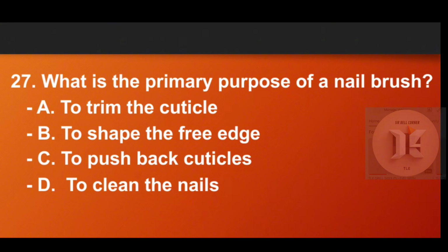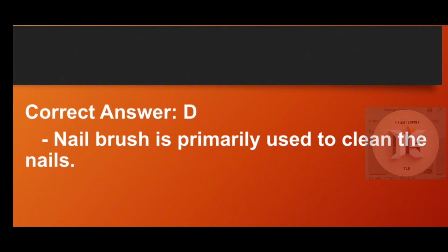27. What is the primary purpose of a nail brush? A. To trim the cuticle. B. To shape the free edge. C. To push back cuticles. D. To clean the nail. Correct answer. D. Nail brush is primarily used to clean the nails.